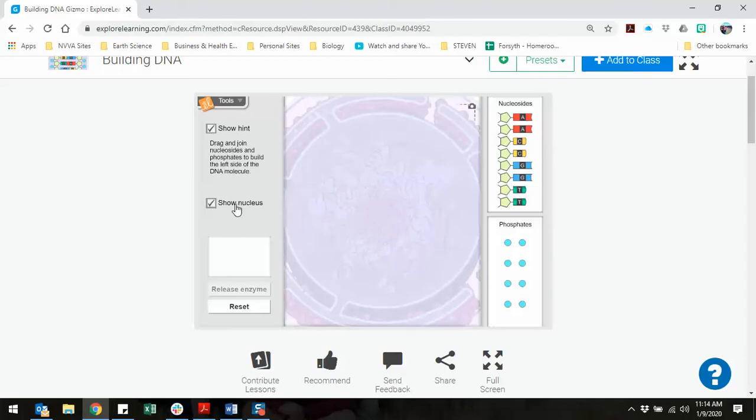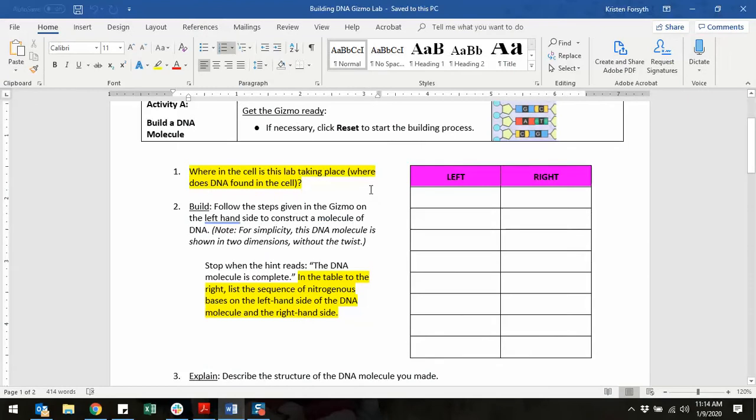And then it says, show the nucleus. Well, if you don't show the nucleus, guess what? There's nothing there. So I'm going to bet you money that this lab is taking place in the nucleus of the cell. So I'm going to go back over here, and that's what I'm going to write for number 1.